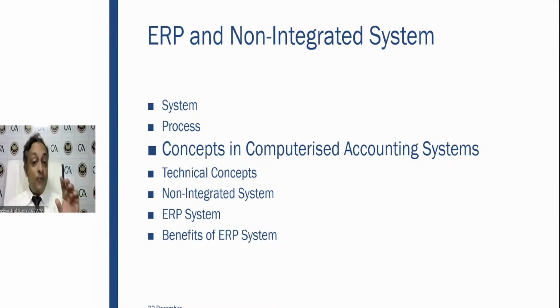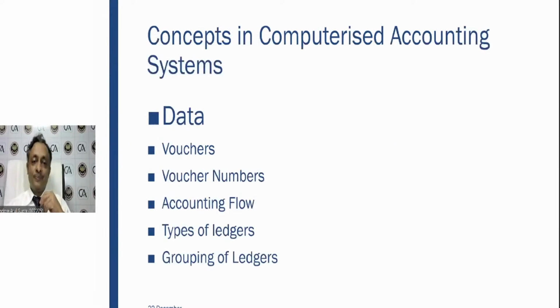Now coming to the next very important discussion, concepts in computerized accounting system. This includes some discussion on data, vouchers, voucher numbers, accounting flow, types of ledgers, and grouping of ledgers. Now, please understand, there is a chance that many of you probably have not started your articleship, but many of you have already started reading accounts and audit, those of you who have started going for audit. So what I want you to say is, please say if you are familiar with these words given on the slide. You only have to say, I know.